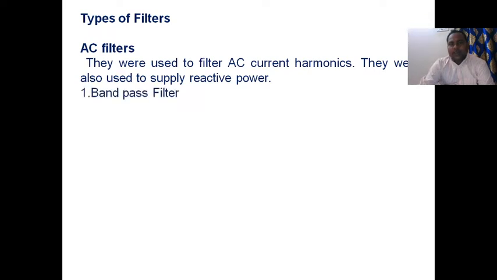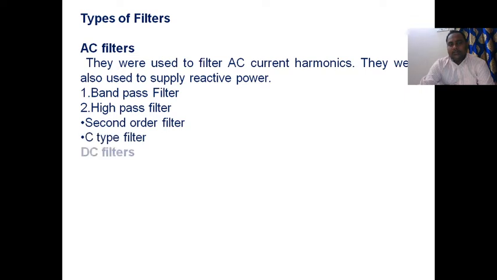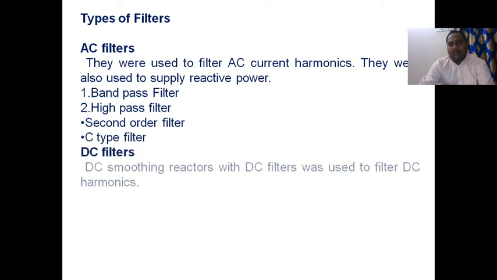Normally AC filters are band pass filters, high pass filters, second order filters, and C type filters. The DC filters are DC smoothing reactors with DC filters, used to filter the DC harmonics. I already told you the purpose of the DC smoothing reactor: to eliminate the harmonics, to eliminate the ripples, and also for protection. The DC smoothing reactor with filter eliminates more harmonics on the DC side.